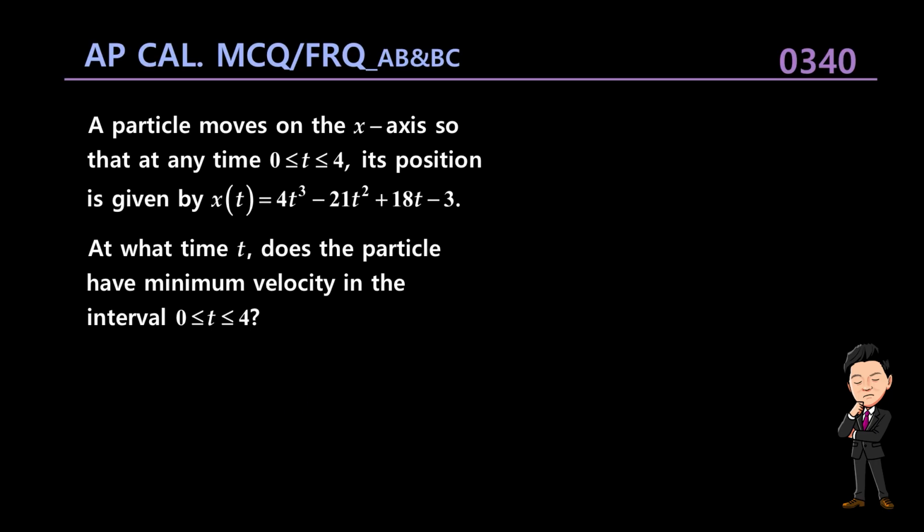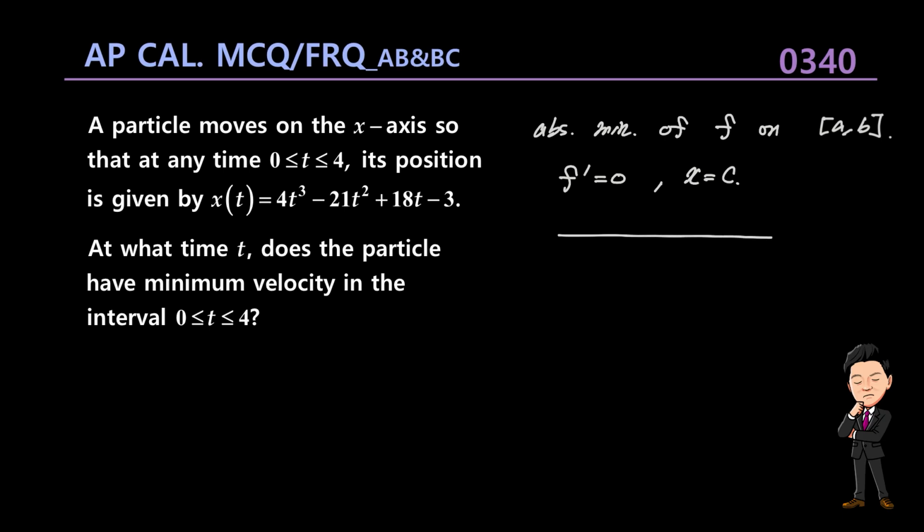Let's say we are trying to find the absolute minimum of f on the interval from a to b. Then what we have to do is we first have to find the critical point, right? So set f prime equal to 0, and let's say we have a critical point x equals c. Then we're going to perform the first derivative test, right?